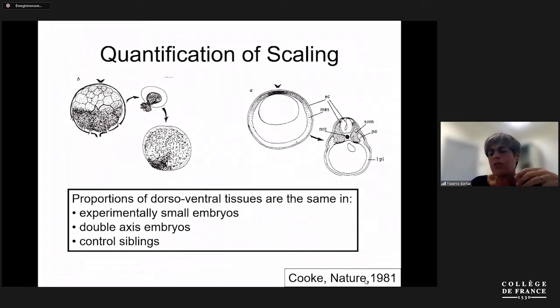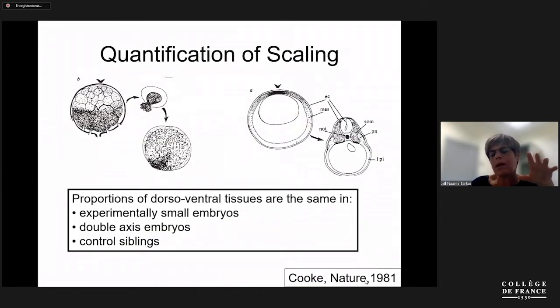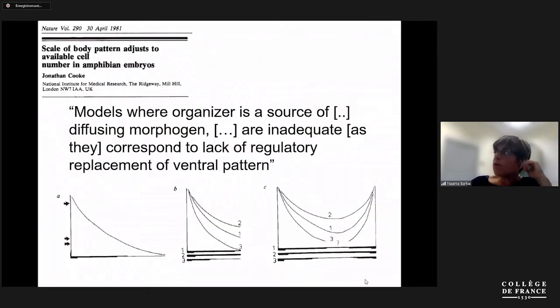Extra proliferation did not compensate for this early perturbation, but in terms of the pattern, they adjusted precisely. So the same proportion of cells were assigned to the same tissues. And the same thing he saw in this paste experiment where he generated this double embryo. So his conclusion from this experiment was that it cannot be, from a theoretical point of view, that this early dorsal-ventral pattern is coming from a morphogen.